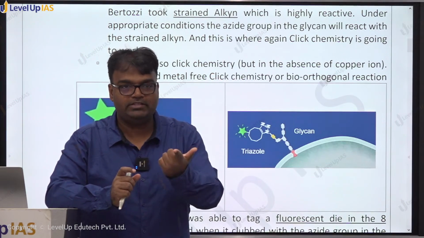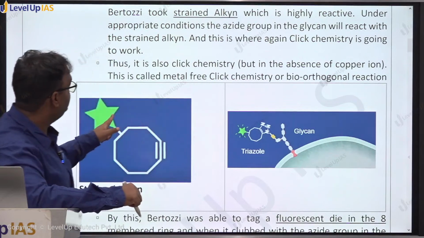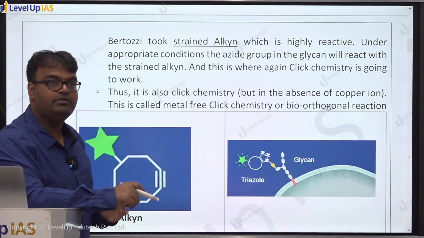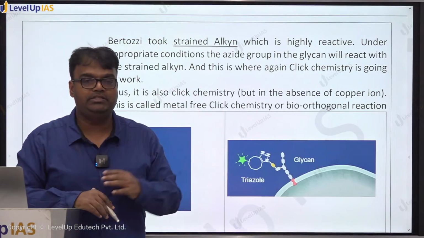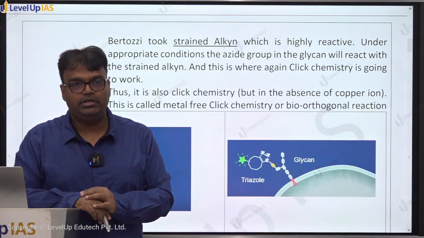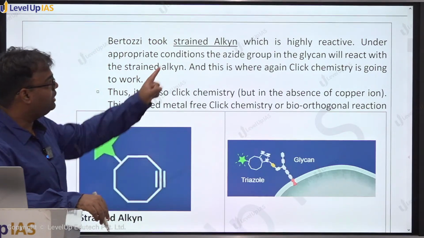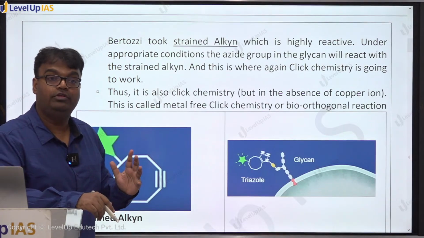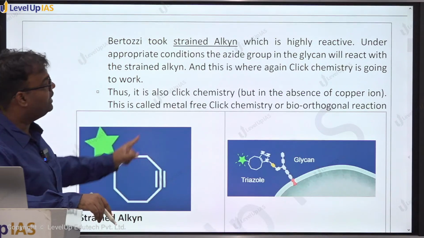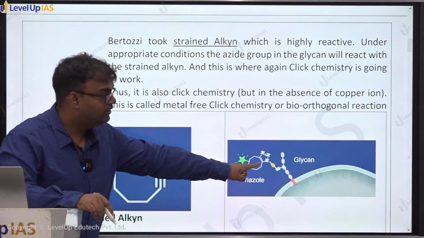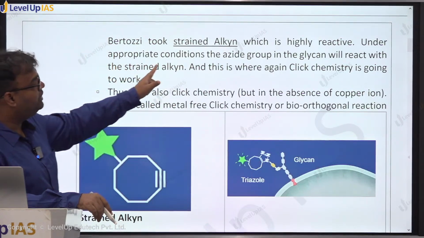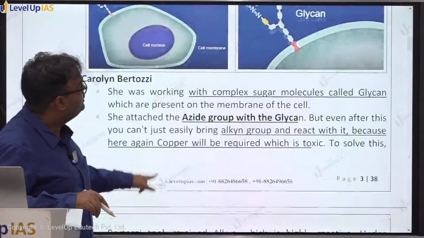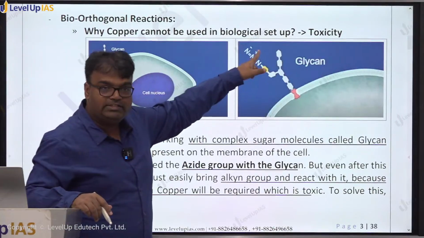But here copper mechanism could not be used. So therefore, what she did? Bertozzi took strained alkyne. This is strained alkyne, जो octagonal shape में ना strained alkyne. She studied some research paper of 1960s and so and identified कि the strained alkyne, वैसे तो alkyl नहीं react करेगा. In the absence of copper, it will require a lot of heat. But the strained alkyl is highly reactive with this under appropriate condition, the azide group जो हमने कहां पे लगाया है, azide group, we have attached it with the glycan. This was the glycan. We have attached azide group here.